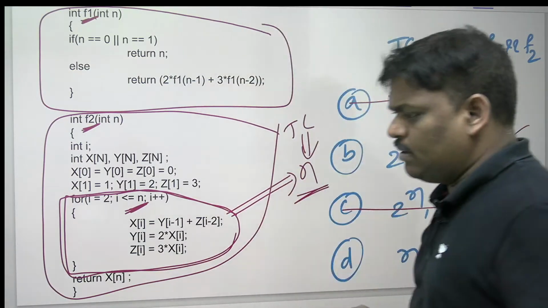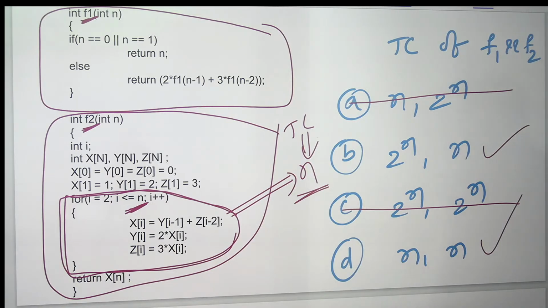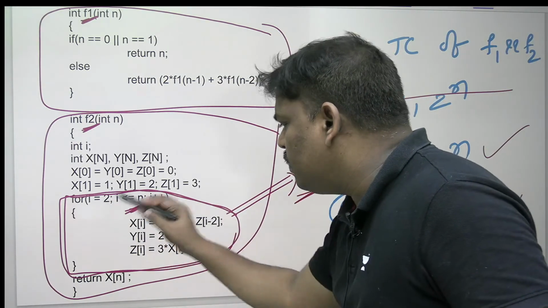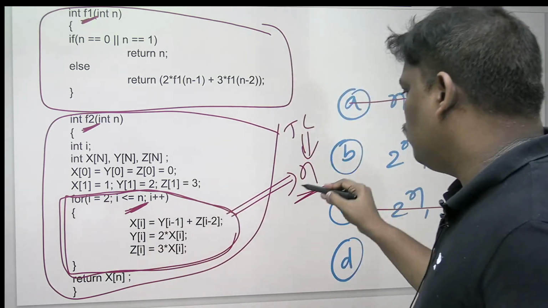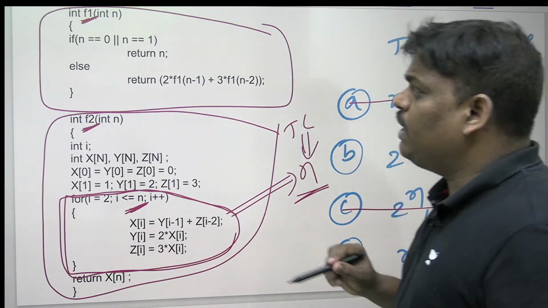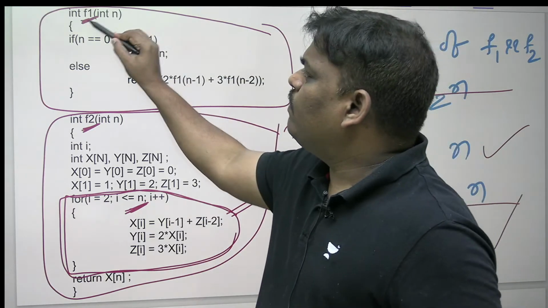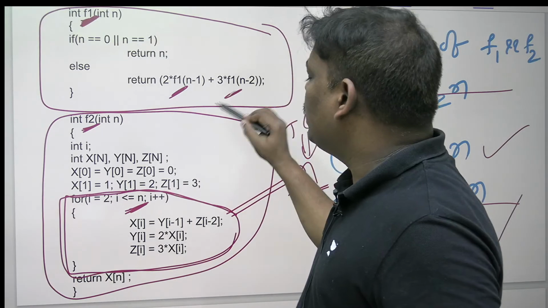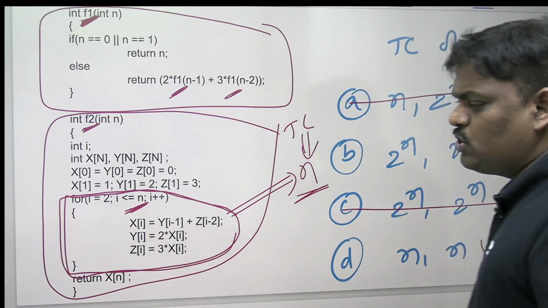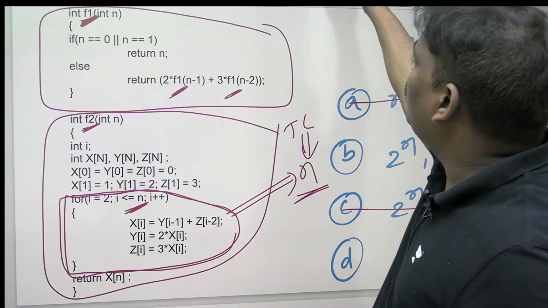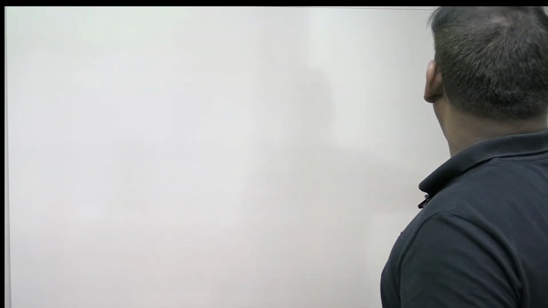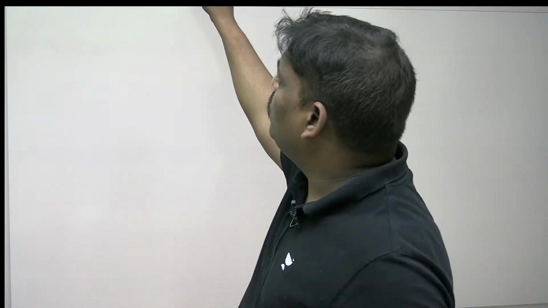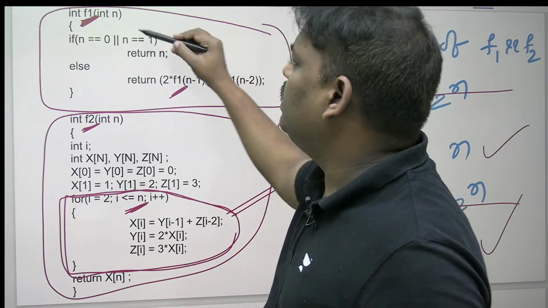Yeah, come to the answer of this problem. Time complexity means loops only. I think this loop is n times. Now come here. F1 is calling F1, so it is a recursive program. If you want to calculate the time complexity of a recursive program, you should write the recurrence relation.